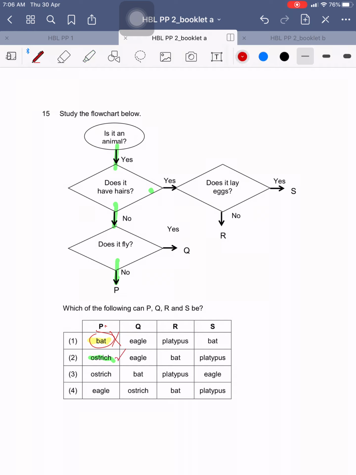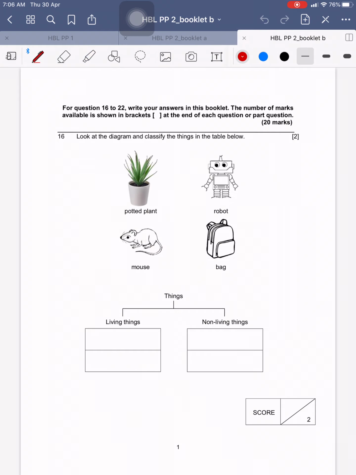Now for eagle. Let me erase this. For eagle, is it an animal? Yes. Does it have hair? No. Eagle is a bird, so it has feathers. Does it fly? Yes. So the option is Q. So this is correct.